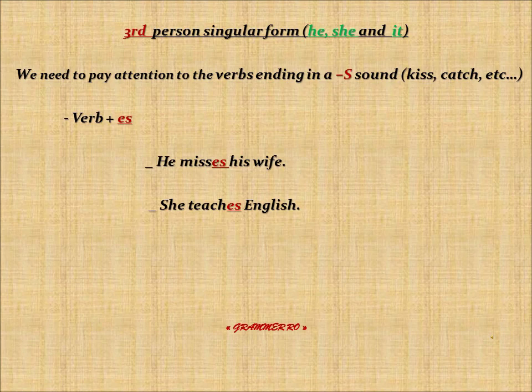So we have to pay attention to some rules. We need to pay attention to the verbs ending in an s sound, like kiss, catch, etc. We have to add es at the end of the verb. For example, he misses his wife. She teaches English.